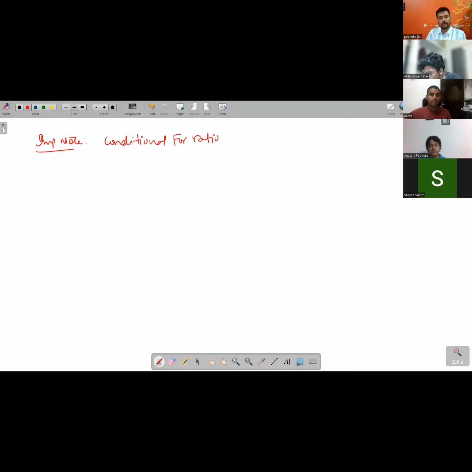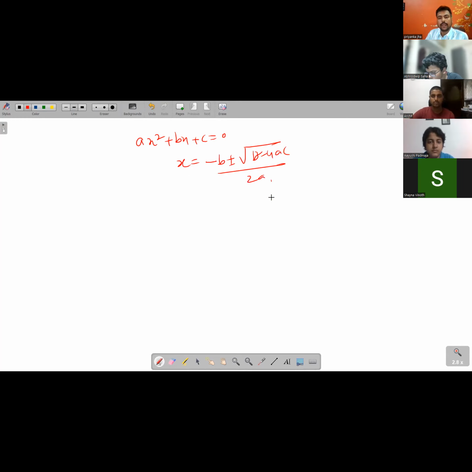Condition for rational roots. Let me do one more thing. So we have ax square plus bx plus c equal to 0. This is the quadratic equation. And how do we find the roots? We all know from class 9: minus b plus minus under root b square minus 4ac upon 2a.